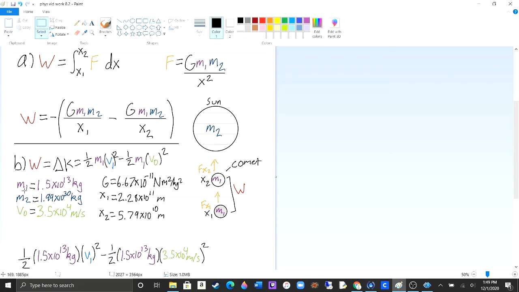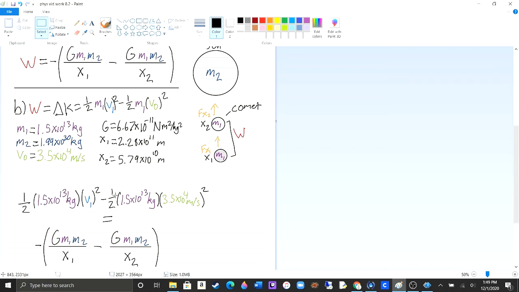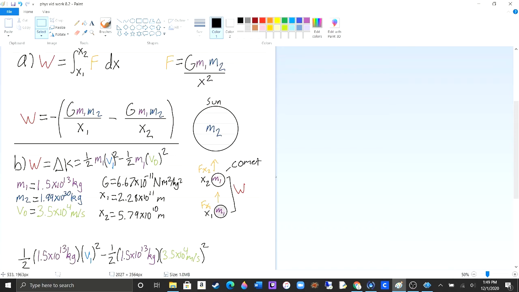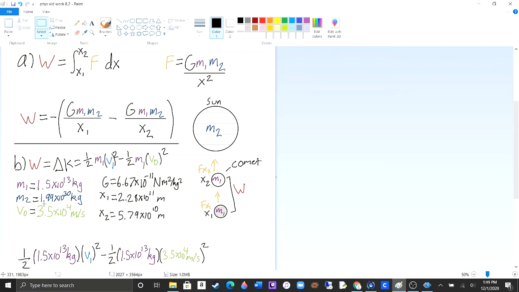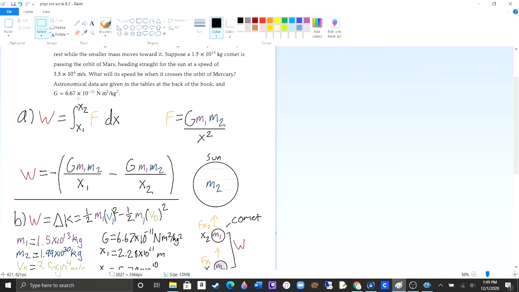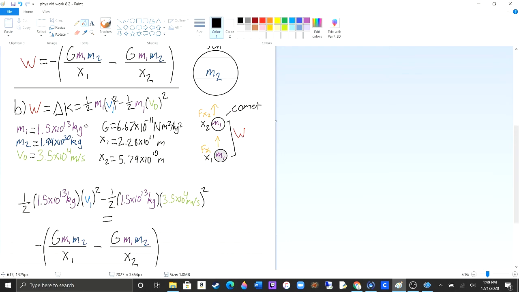Here I have a bunch of the values, and they're color coded so you can track them as I plug them in throughout the next few equations. We have our first mass, which is given up here, and it's the mass of the comet. We have our second mass, which is the mass of the sun, given in the textbook. We have our initial velocity given right here. And we have gravity also given in the problem, and then our first distance and our second distance.